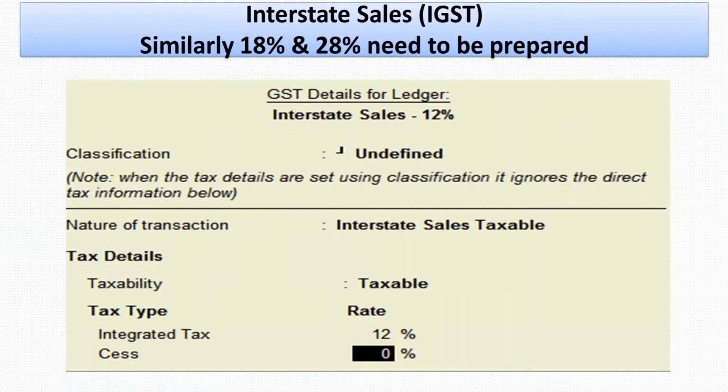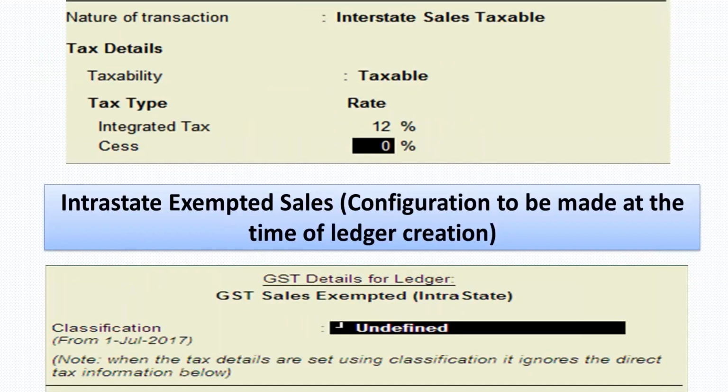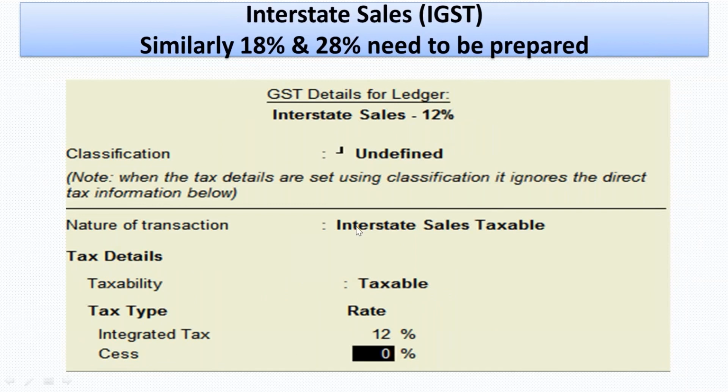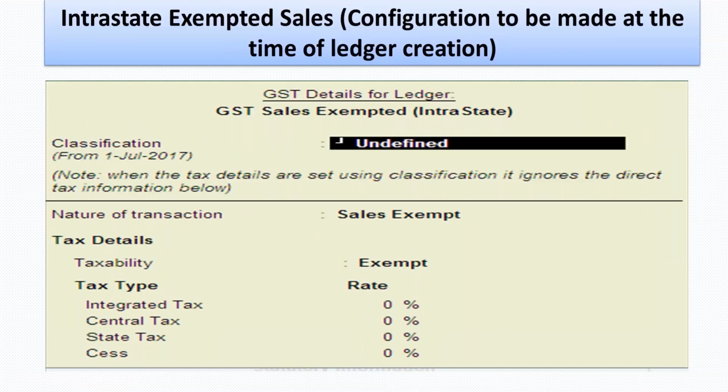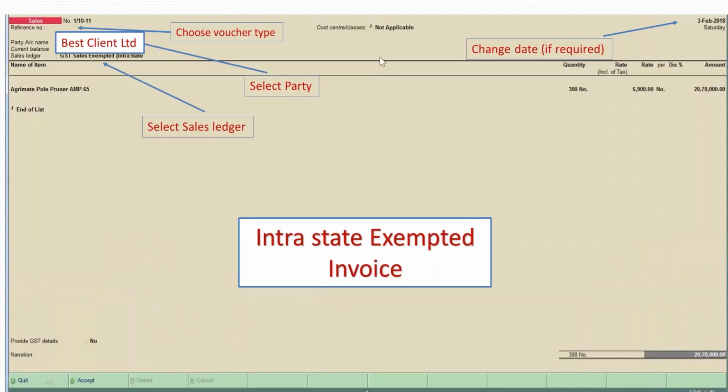So just another example for interstate sales. As I said, here the key is your nature of transaction. You have to choose if you are doing ledger wise, various creation of ledgers. This is for a sales exempt, where we will select the nature as sales exempt. So just an example of an intrastate exempt invoice. In fact, a bill of supply needs to be raised, and accordingly we can do the configurations as well.